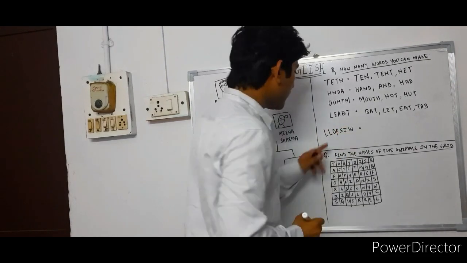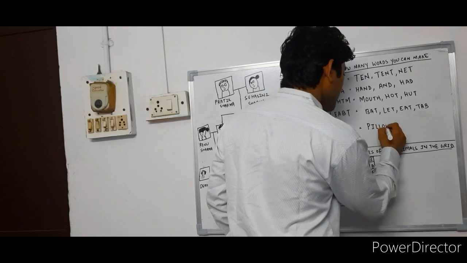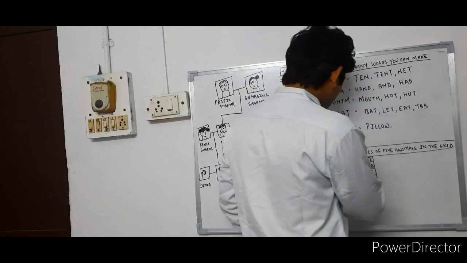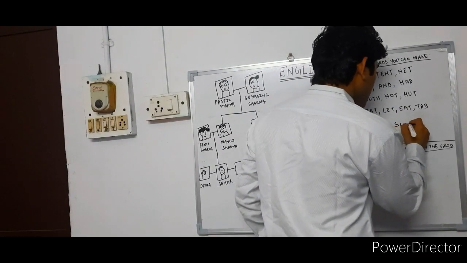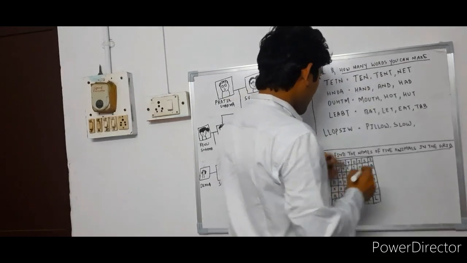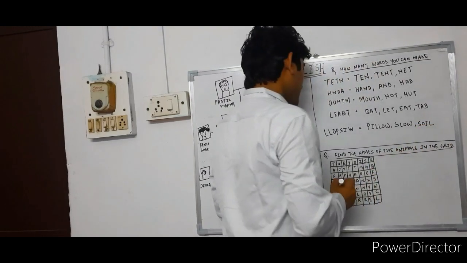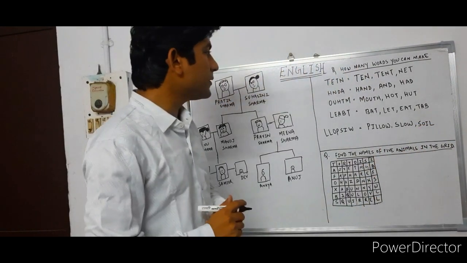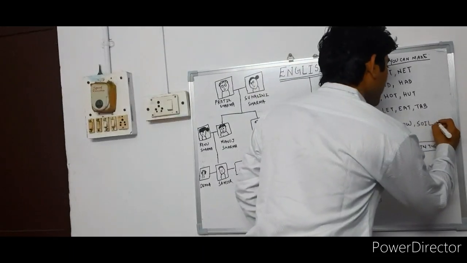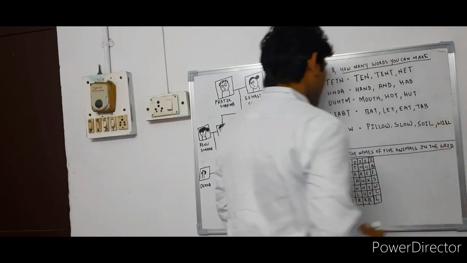L-L-O-P-S-I-W. So what all words can we make? Pillow. Pillow. Oh, and the other word? Slow. Soil. So this is how we can make different words with those letters. Okay. Will also we can make. Will.